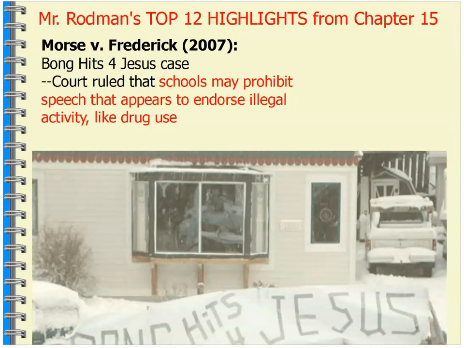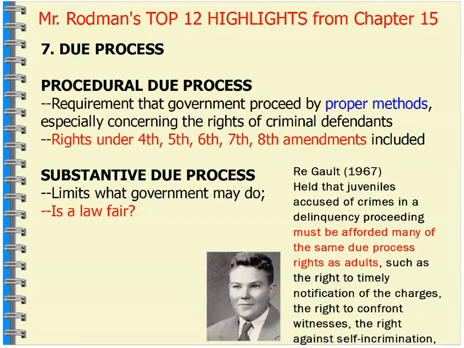Going back to some of the school cases, looking at some of the free exercise aspects. Morse v. Frederick is one of these cases. It was a Bong Hits for Jesus case. It was a sign basically promoting illegal marijuana activity, smoking marijuana. And the administration actually made them take it down and suspended students for doing it. It went to the Supreme Court, and the Supreme Court agreed with the school. They said that they should be able to prohibit some speech, especially if it endorses drug use or illegal activity as a result of it.